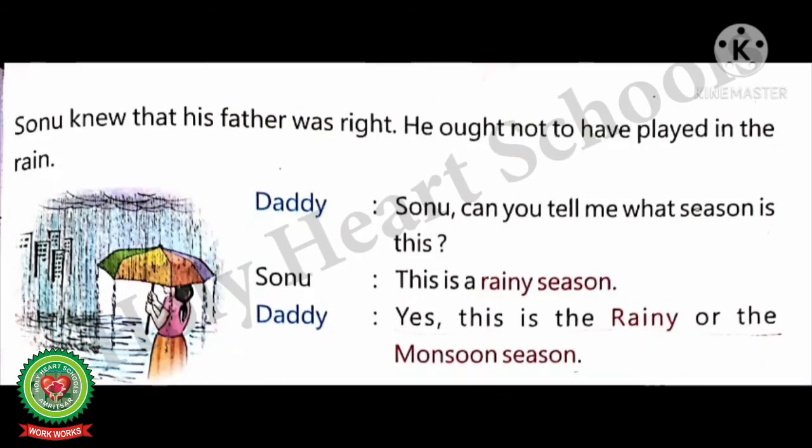Now we will continue reading. Daddy, Sonu, can you tell me what season is this? Daddy, this is the rainy or the monsoon season. After the change, Sonu's father asked him the name of the season. Sonu replied that it was a rainy season. His father told him that rainy season is also known as monsoon season.